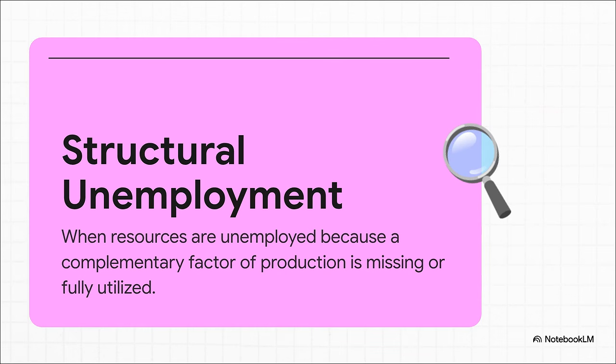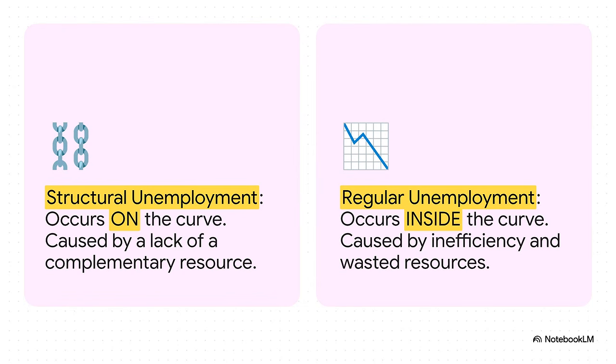Well, this situation actually has a name. It's called structural unemployment. And it's not the kind of unemployment you hear about when the economy is in a recession. This is unemployment that happens because you've simply run out of a complementary resource. We can't use those 50 idle machines because we literally have no workers left to operate them. So this is the crucial point to get. Regular unemployment means you're operating inside the curve. You're being wasteful. But structural unemployment can happen when you are perfectly efficient right on the curve. It's a problem of a resource mismatch, not a problem of inefficiency.